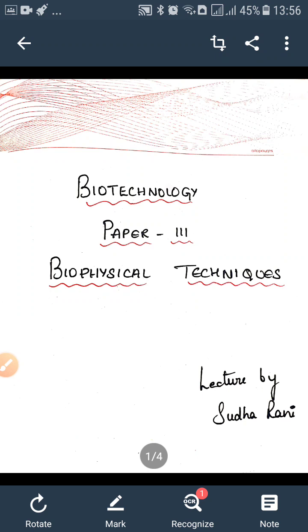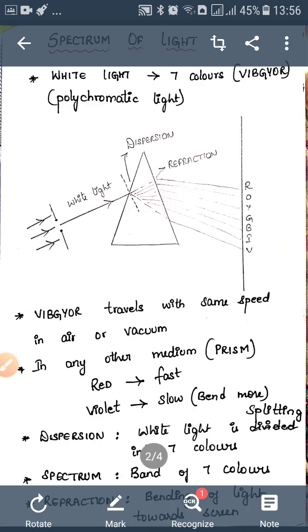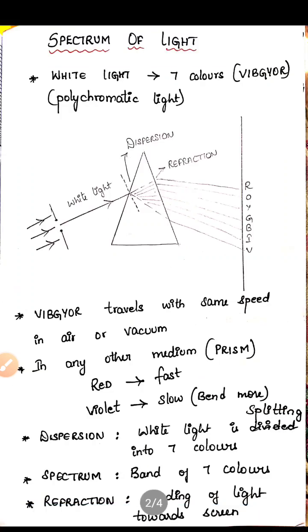Good morning, students. Today we are going to see the spectrum of light which is used in spectrophotometry. What is meant by spectrum? We all know about white light. Actually, this white light is also known as polychromatic light.